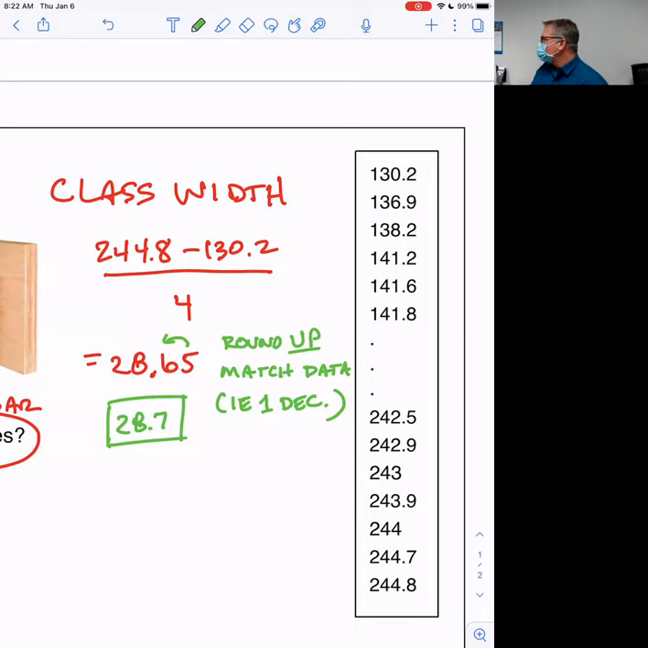Now, by doing that math, what I want you to watch is, first of all, that should seem like a rather mysterious formula. Like, what are you doing? Why does this work? But the key is to get the classes to actually be really close to the data, but include all of it. In other words, I need the classes to pick up the lowest number, 130.2, and also the highest number, 244.8. Watch how this number helps me do that.